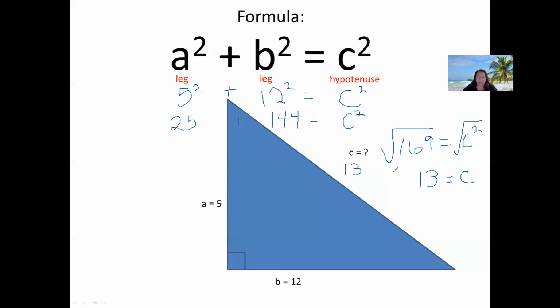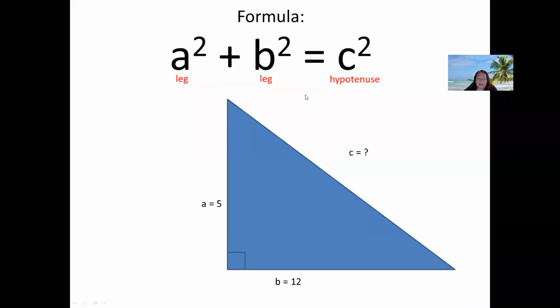So take a minute to go through that step by step and make sure you understand it, because the one that we're going to do next is a little bit trickier. All right.